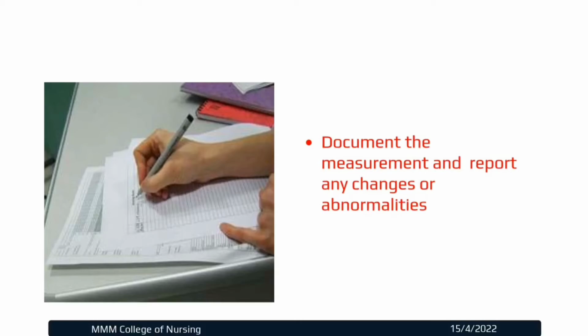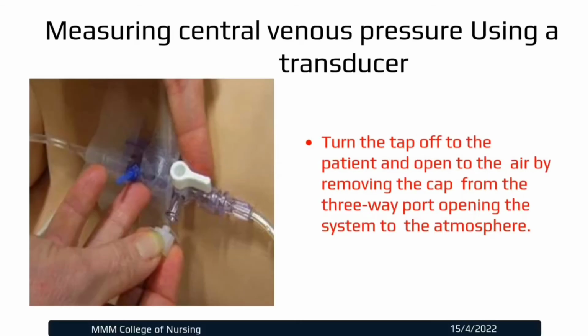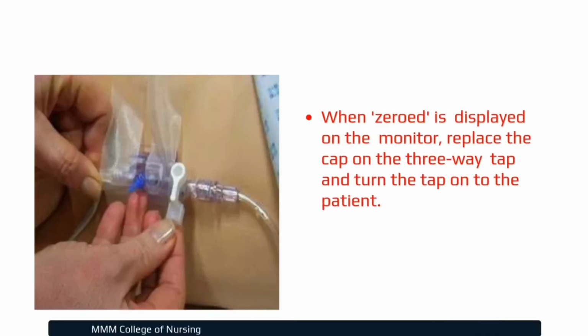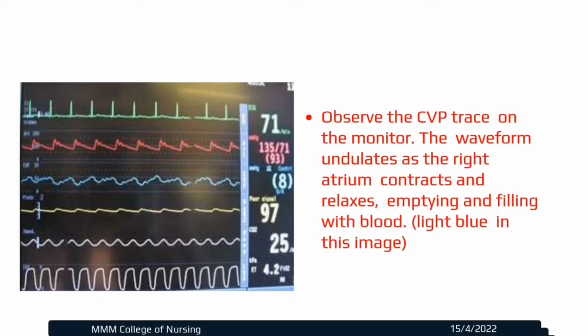We will now come to measuring the central venous pressure using the transducer. Turn the tap off to the patient and open the air by removing the cap from the three-way port, opening the system to the atmosphere. After that, press the 0 button on the monitor and wait while calibration occurs. Then when the zero is displayed on the monitor, replace the cap on the three-way tap and turn the tap on to the patient. After the zeroing, observe the central venous pressure trace on the monitor.